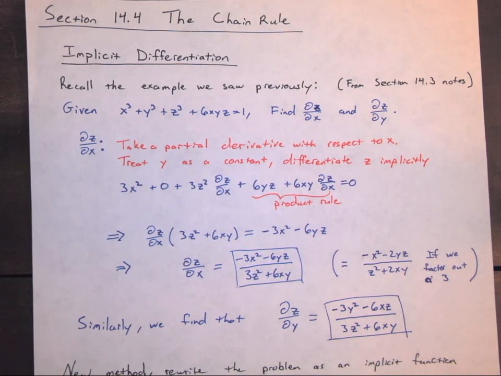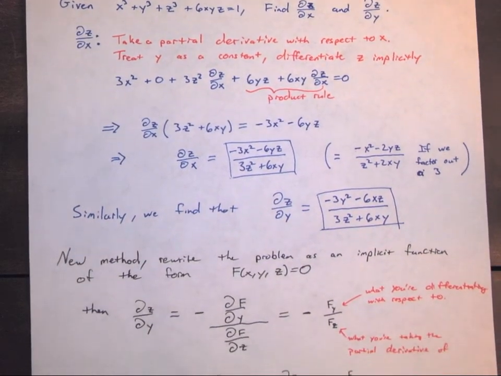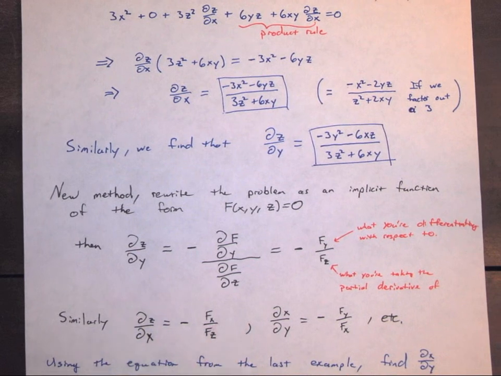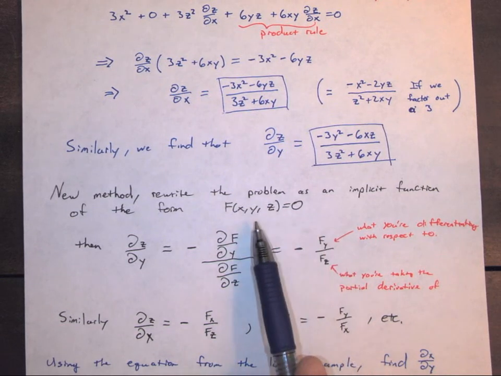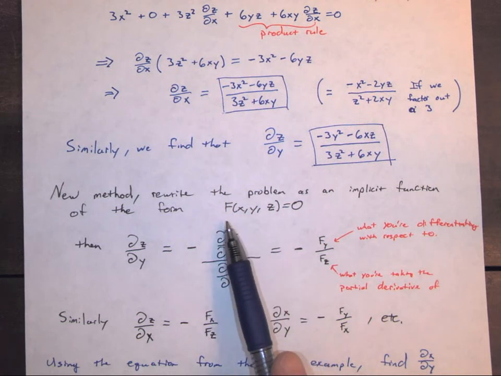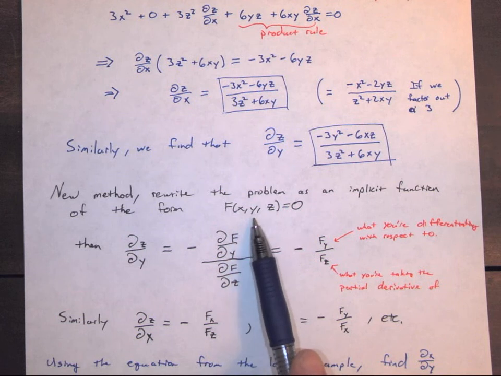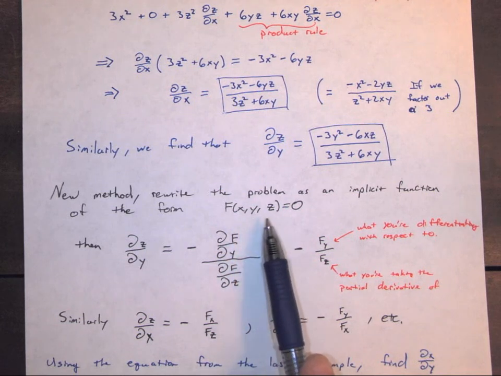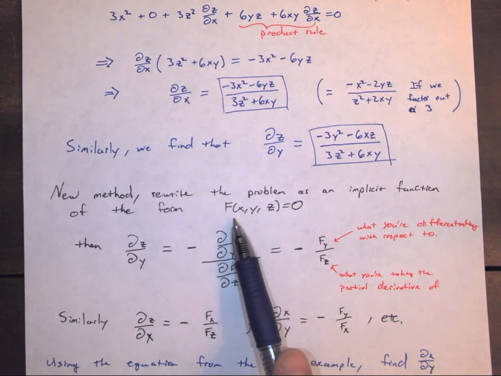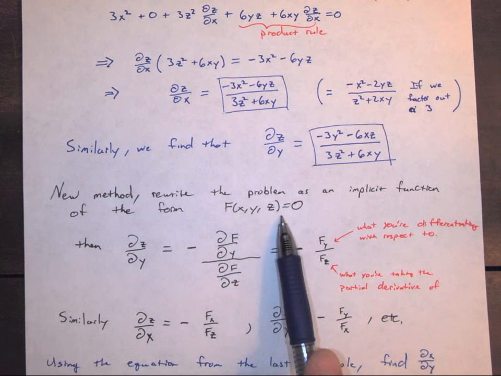Now what I really want to talk about today is a new method for doing this. And this new method requires you to rewrite this as an implicit function equal to 0. So what does that mean? That means you just get everything on one side of the equal sign. Now if you can write your function this way, we're saying that none of these variables are necessarily a function of each other, but we have some function that's a function of all of them.